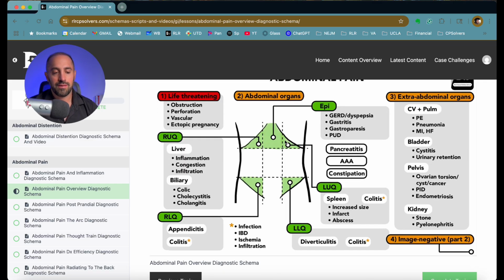Then the best way to approach it is through the quadrants. But there's a limitation in this approach: these organs are so closely packed that if you have disease, for example in the liver, it may cause pain in the center of the belly or the left of the belly. They're so closely packed that it's just not that specific or sensitive, though it gives you a clue.